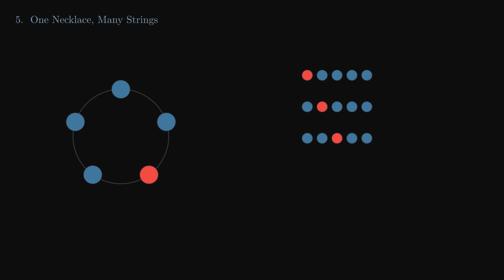Blue, blue, red, blue, blue. The single red bead marches 1 step along the strip each time we rotate. After 5 turns, it has visited all 5 positions, and we are back to the start. So this one necklace, spun all the way around, produced exactly 5 different strips. That is the key move.